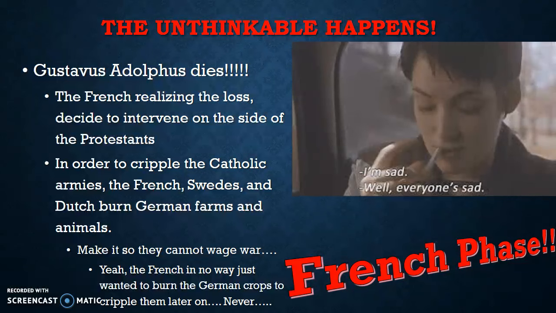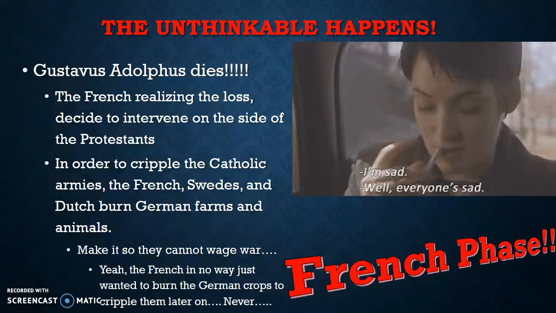When he dies, this is where we see the French introduce the story. Cardinal Richelieu sees an opportunity. He does not believe in the Protestant cause. He 100% believes in destroying the Habsburg dynasty as much as humanly possible. So he will join the sides of his perpetual enemies, the British, along with the Swedes and the Dutch, and they will wreak havoc in the Holy Roman Empire.